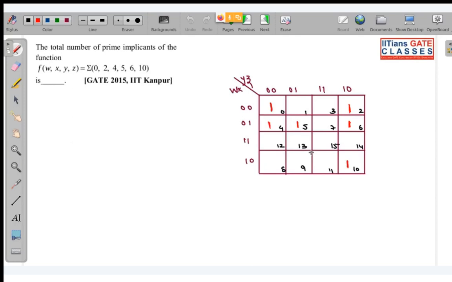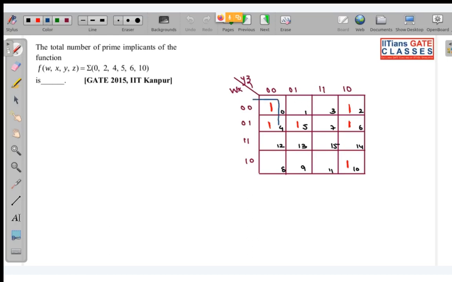So I am not able to get for which one you are telling 5 and 4. For this question, prime implicants are asked, not essential prime implicants. Okay. So look very carefully. Prime implicants are basically all the groups irrespective of the requirement.